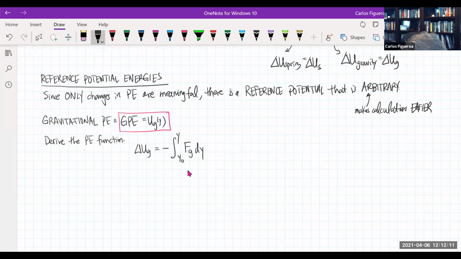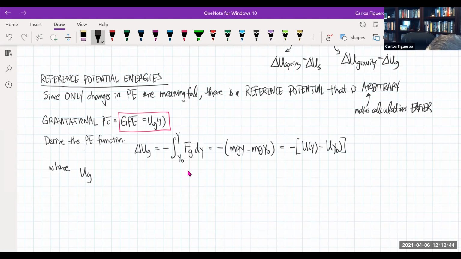So if I compute this, I'm going to get minus, there's my minus sign as we expected, then I'm going to get mgy minus mgy naught. And this, by definition, really represents what we call the potential, because this comes up so many times, we go in and we define a potential energy where U of G is equal to mgy. And this is what we call, of course, the gravitational potential energy term.